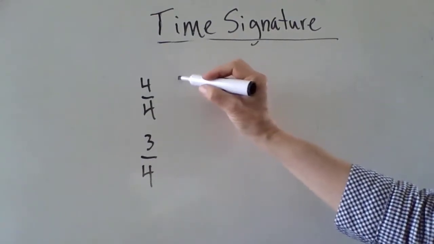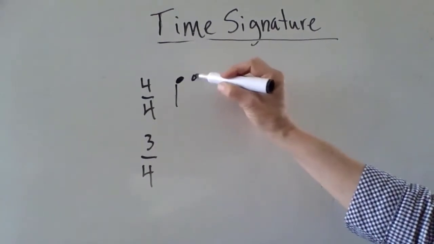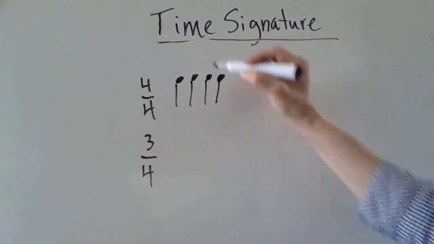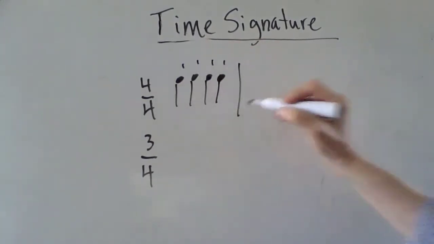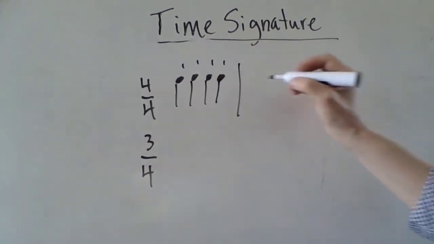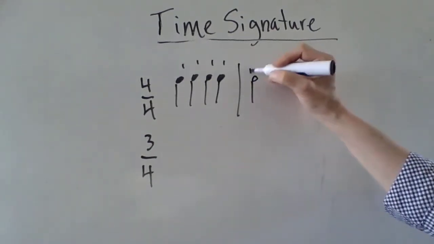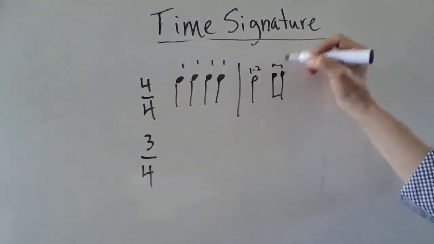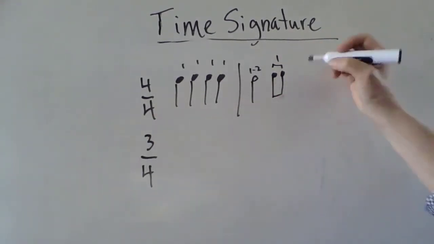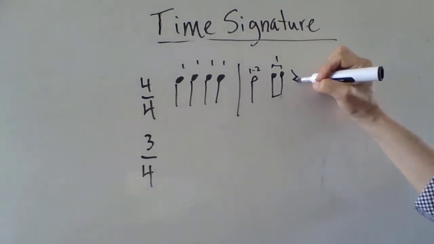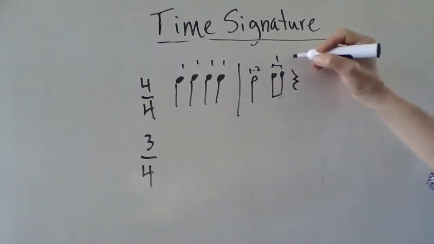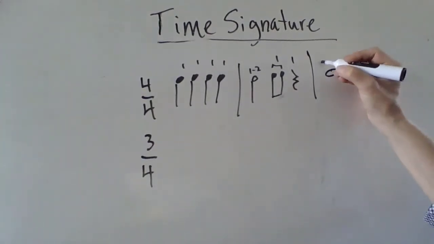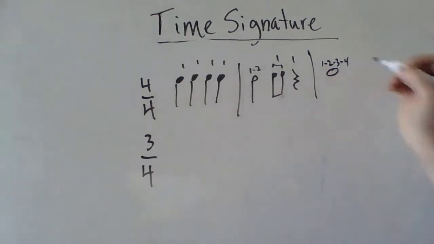In 4/4 time, we're going to have 4 counts per measure. So we could have 4 quarter notes, each worth 1 count, and then we put a measure line. Then we could have the half note, we could have some 8th notes, which would be 1 count. Then we could have a rest, which would be 1 count, and then a measure line. Then we could have a whole note for 4 counts, and so on.